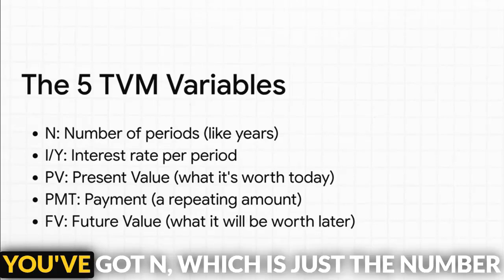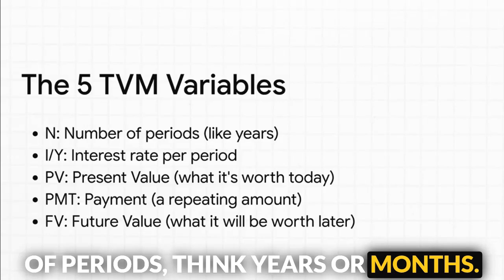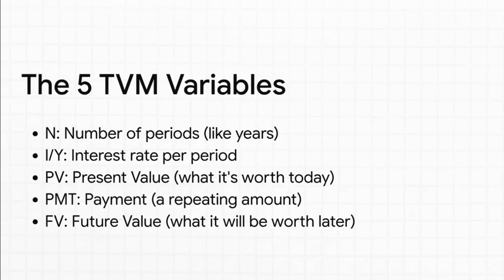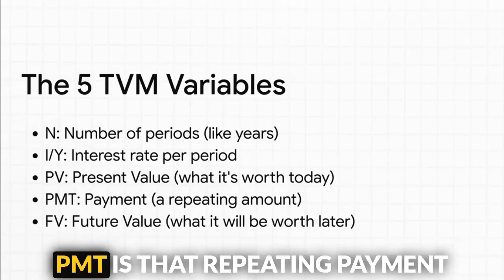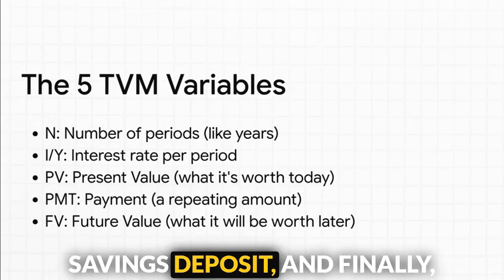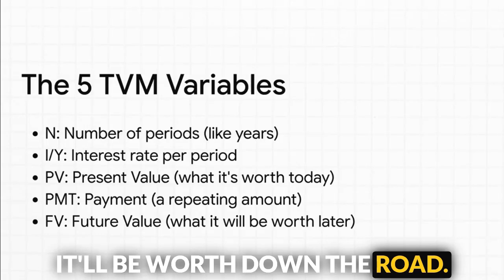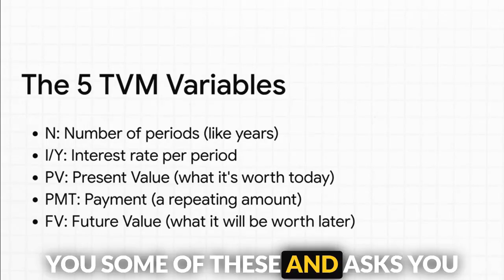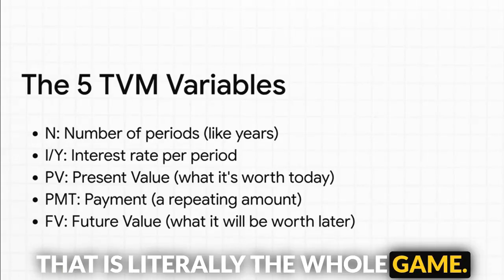Here they are. You've got N, which is just the number of periods. Think years or months. Then there's I/Y, your interest rate per period. PV is the present value, what something is worth today. PMT is that repeating payment, like a car payment or a yearly savings deposit. And finally, FV, the future value, what it'll be worth down the road. And here's the secret. Every single question just gives you some of these and asks you to find the one that's missing. That's it. That is literally the whole game.